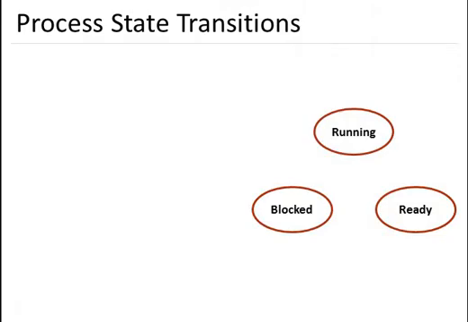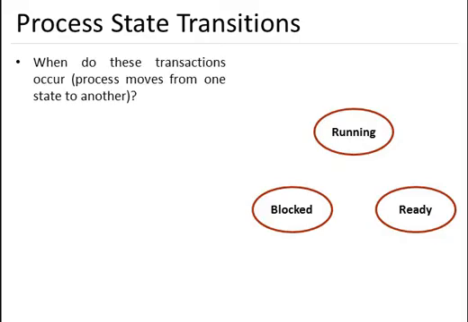Okay, now let's see process state transition. Transition means the situations in which a process changes its state from, let's say, running to ready, ready to running, or running to blocked, or blocked to ready. Okay, so let's see.